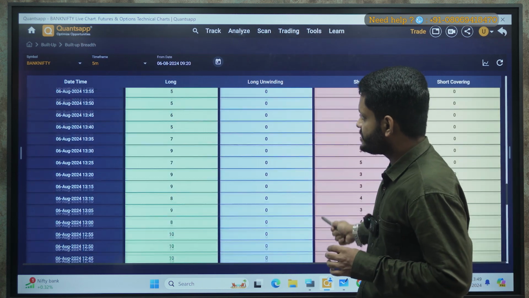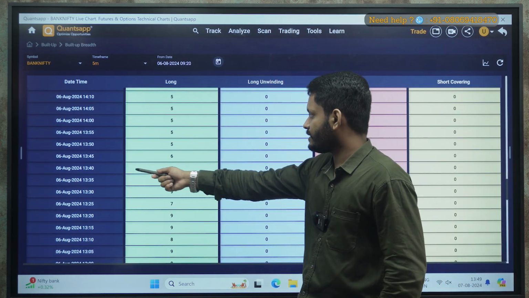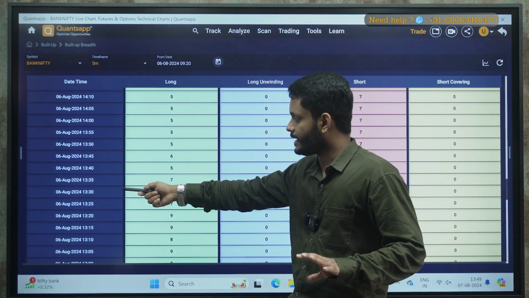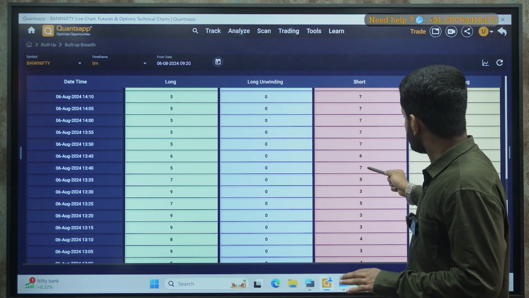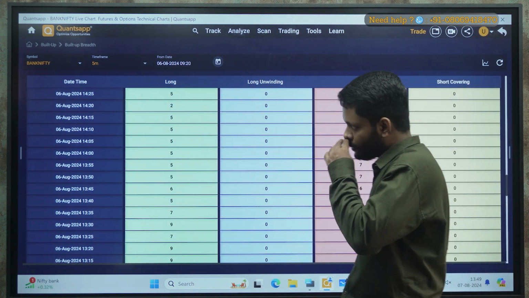See, if I checked, immediately I saw at 130, 35, I found a breakdown, and immediately at 140, the data shifted on the short side. Okay, so based on this, easily you can go and check out.